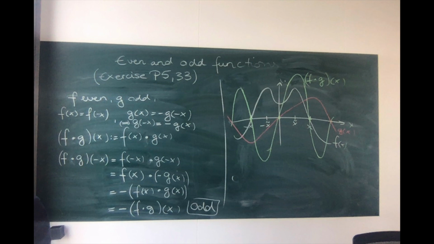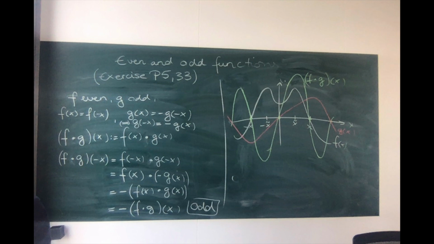Taking the white function that is even and the red function that is odd and multiplying them, you see that the f value is of course always the same for x and minus x, and the g value is also the same but with opposite sign. So the product will be the same for x and minus x but with opposite sign. And that is exactly the definition of an odd function. If you rotate the green graph around the origin by 180 degrees, you see that it maps onto itself.